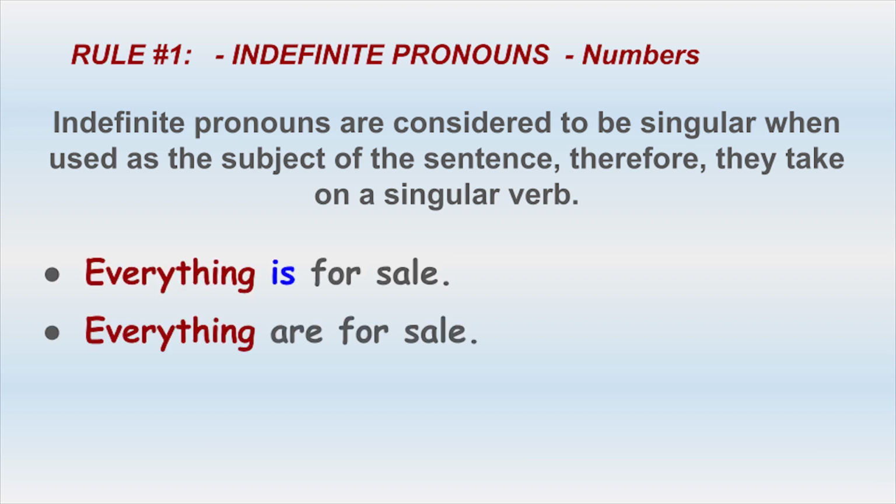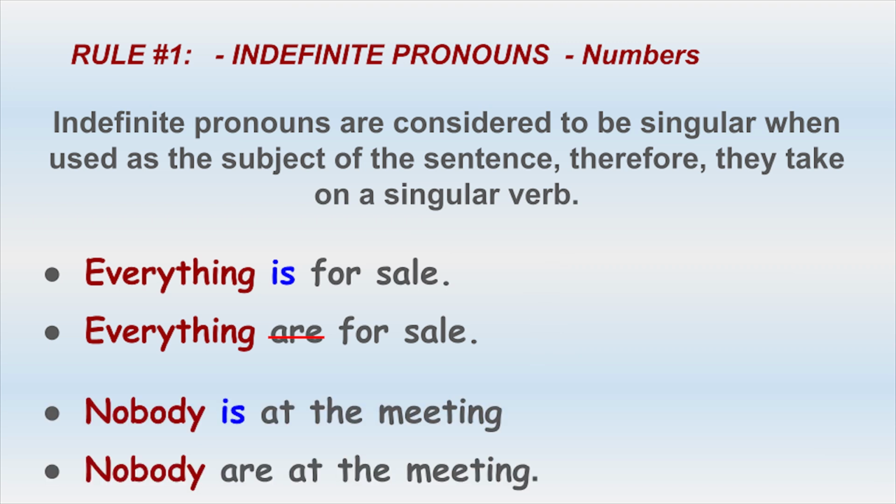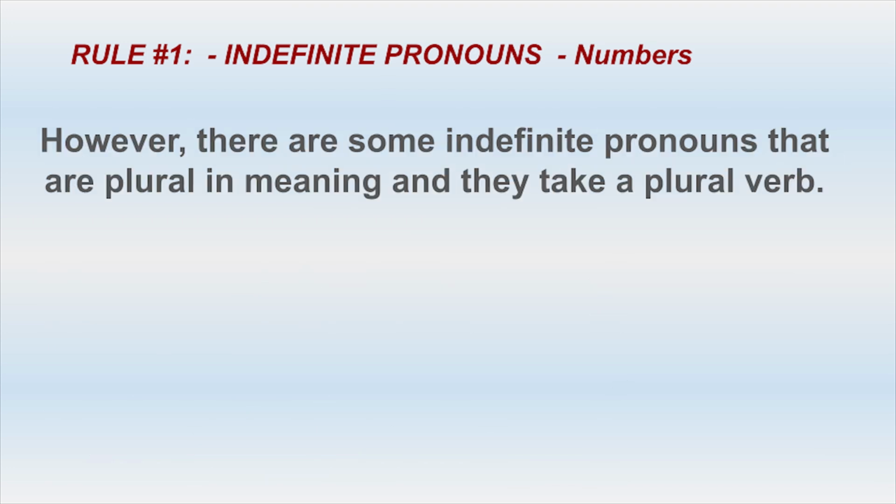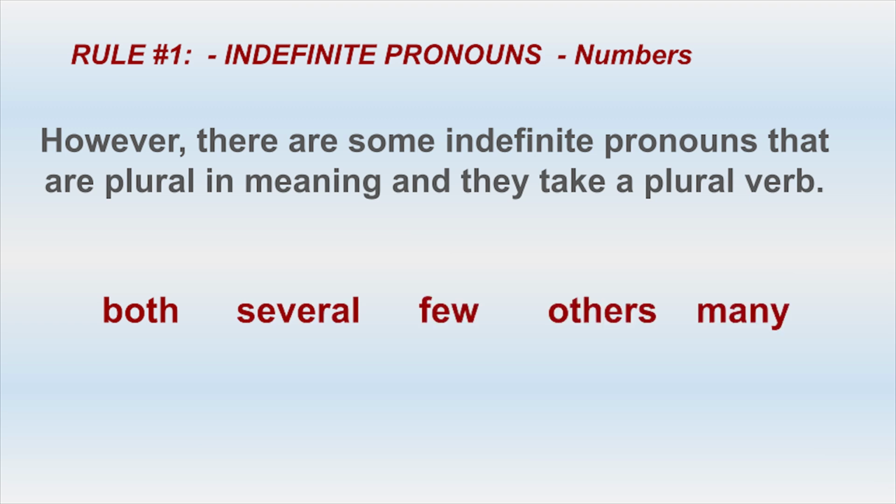For example, everything is for sale. We do not say everything are for sale. Another example, nobody is at the meeting. Not nobody are at the meeting. So we always use a singular verb with indefinite pronouns. However, there are some indefinite pronouns that are plural in meaning and they take on a plural verb. These are both, several, few, others, and many.